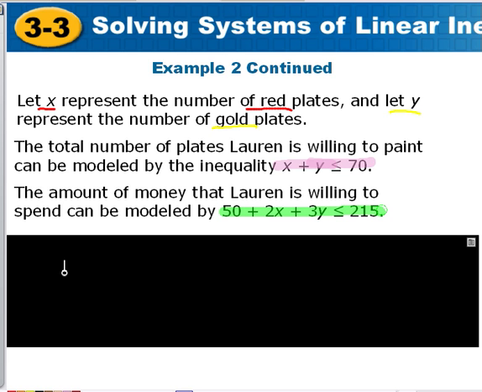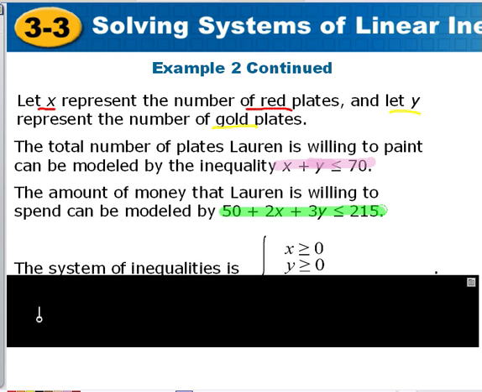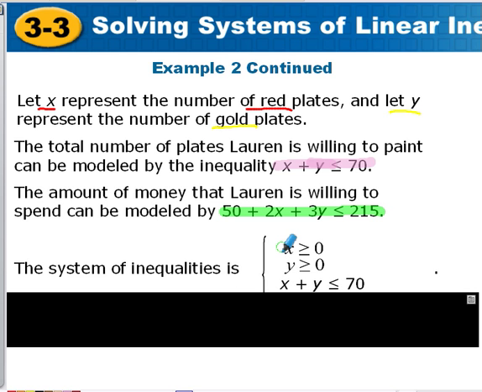There's also a couple other implied constraints which you probably know but didn't think to write down. And they are these two here. So X has to be greater than or equal to 0. We can't make negative plates. So these are kind of implied. And what it means is your graph is going to be in the first quadrant of an XY graph.